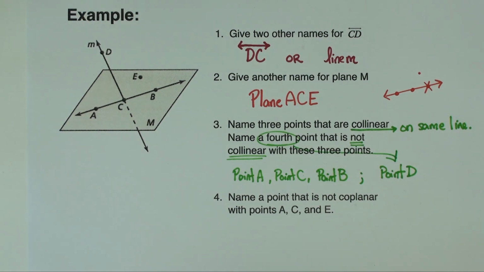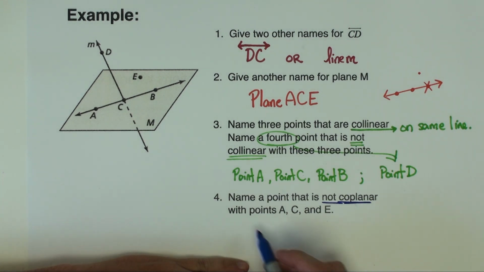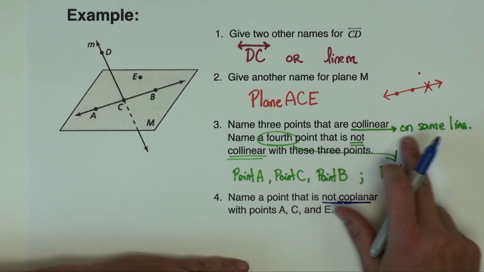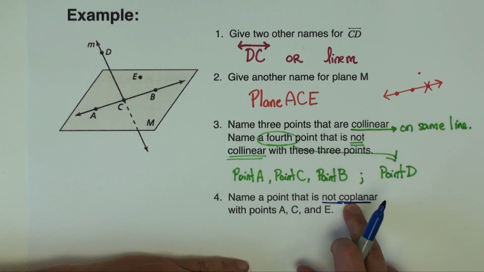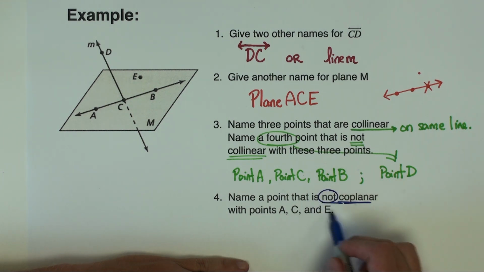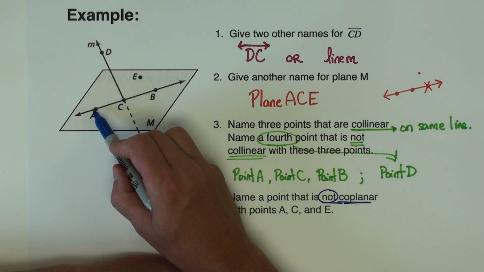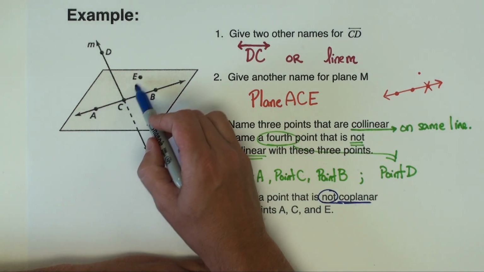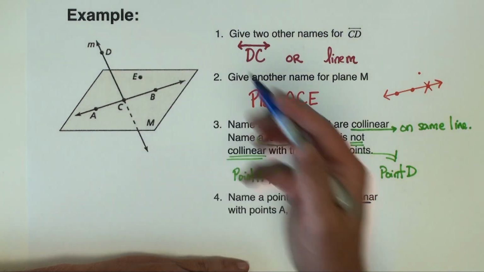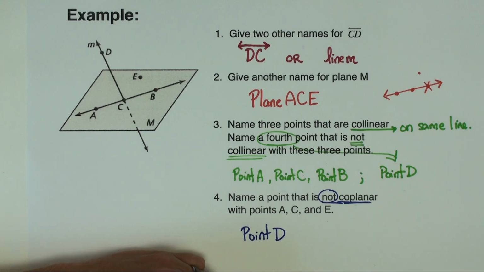And then finally, question number 4 here, name a point that is not coplanar with points A, C, and E. So coplanar, if collinear means they're on the same line, coplanar means they're on the same plane. So I want a point that is not on the same plane as A, C, and E. And the only point that's not on the same plane as A, C, and E would be this point D, which is above it. And there we go with those example problems.